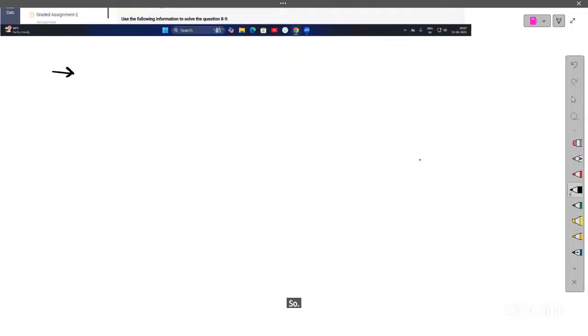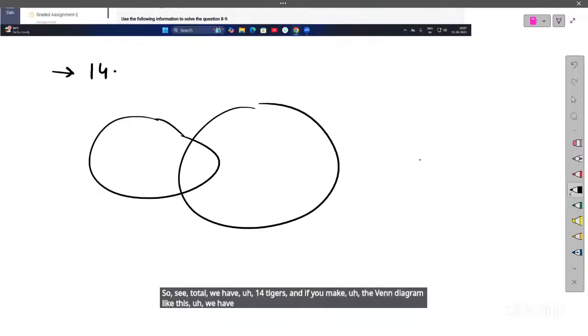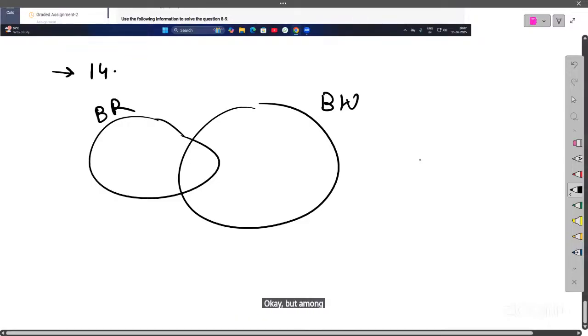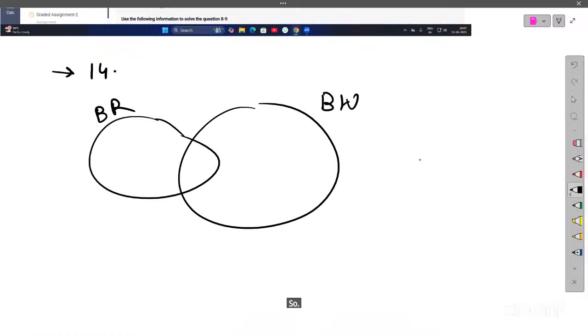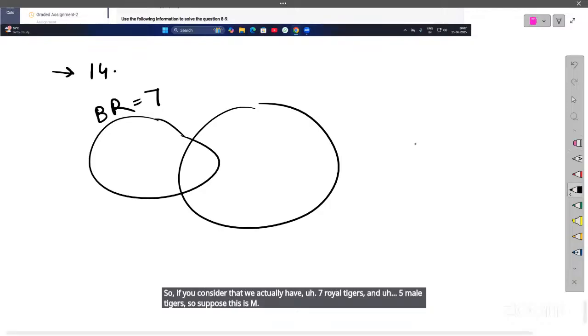So see, in total we have 14 tigers, and if you make the Venn diagram like this, we have two types of tigers, right? One is the royal one, and another one is the white tigers. But among them we have to classify them over the male and female part also. So if you consider that we have 8 royal tigers and 5 male tigers, suppose this is M, the set of male tigers, and this is equal to 5.